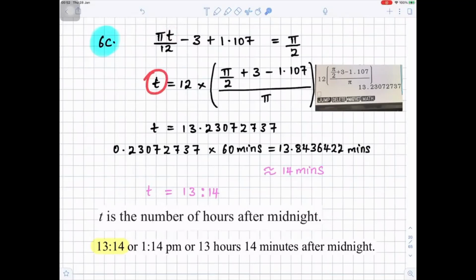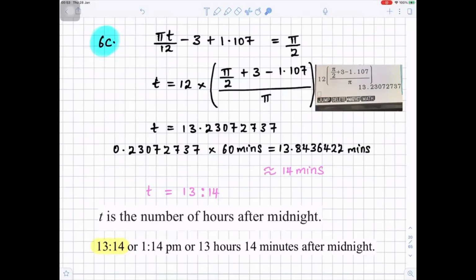So t would be pi over 2. Minus 3 goes to the right, it becomes plus 3. Plus 1.107 goes to the right, it becomes minus 1.107. Divide by 12 goes to the right, it becomes times 12. And times pi goes to the right, it becomes divide by pi. When you put all of that in your calculator, you can see I've done it on the right hand side there.